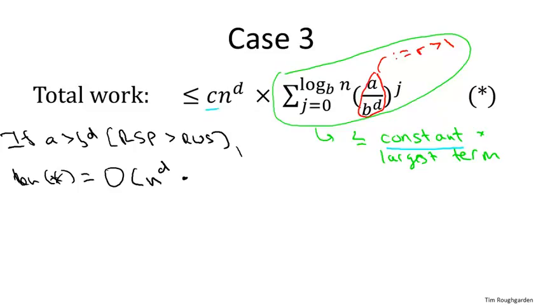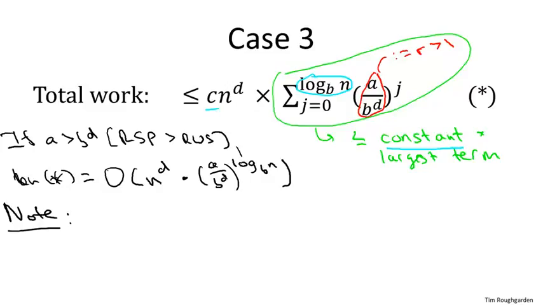So what is the largest term of the sum? Well, it's the last one, so we plug in the biggest value of j that we're ever going to see. So what's the biggest value of j we're ever going to see? Well, it's just this, log base b of n. So we get the ratio a over b to the d raised to the log base b of n power. Now don't despair how messy this looks. We can do some remarkable simplifications.